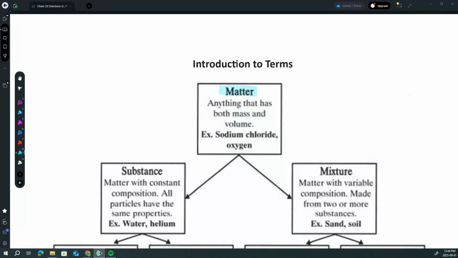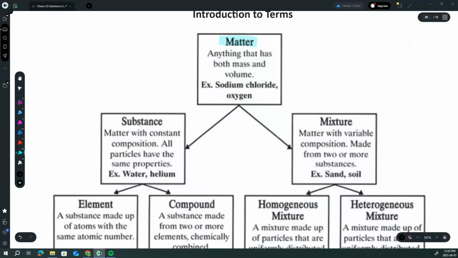If we're talking about table salt, which is just sodium chloride, because it has a mass and takes up volume, it is matter. Oxygen gas has a mass, takes up volume, so it is matter. Now, matter can be divided into substances and mixtures.